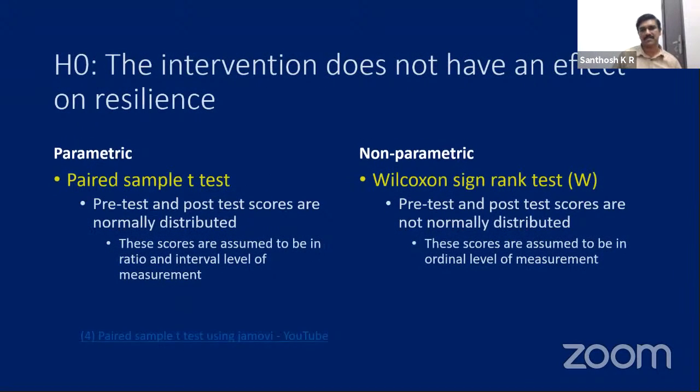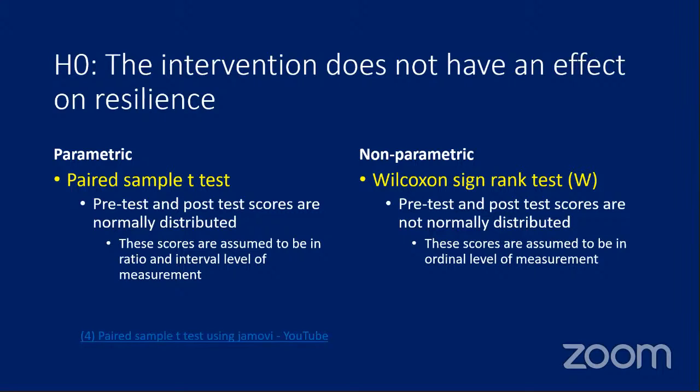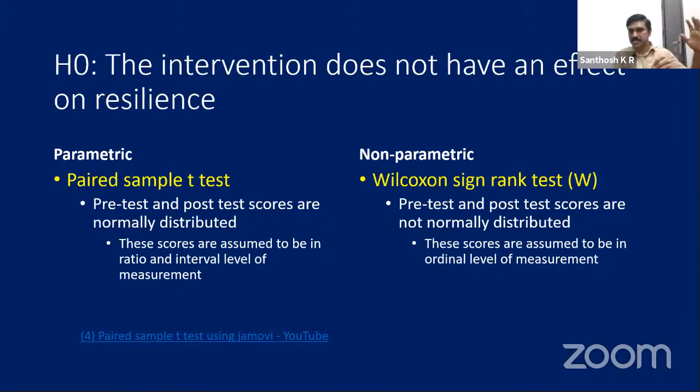Now, if we are doing an experimental research with a pre-test and post-test, two different testing situations are there: a pre-test, then an intervention, and a post-test. Pre-test scores of resilience are there, post-test scores of resilience are there. Pre-test scores of resilience are in scale form, that means interval or ratio form. Post-test scores of resilience are also in interval form.